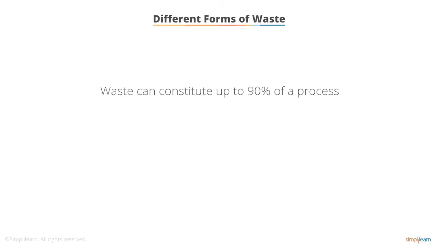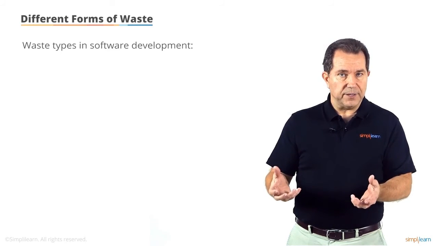Waste can constitute up to 90% of a process. Therefore, we must be constantly looking for ways to eliminate it. Mary and Tom Poppendieck contrasted waste in manufacturing with software development and came up with the following types of waste in software development.